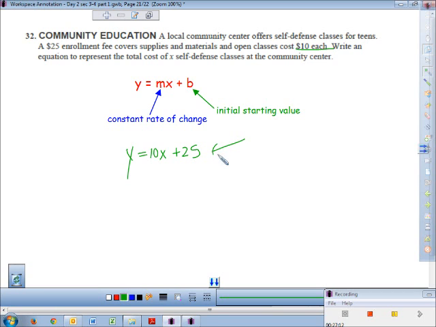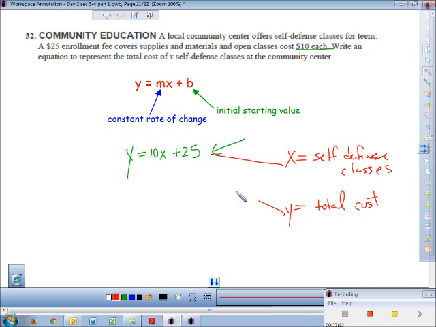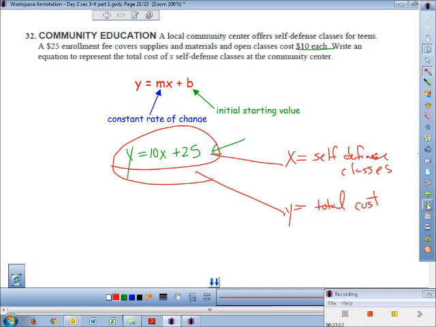But see, this answer, not good enough, because in a story problem, you got to tell me what X and Y stand for. So please go off to the side and tell me that X stands for self-defense classes, and Y stood for the total cost. You need to explain your equation to the reader, and if the reader only saw this, they'd be like, okay, which one's X, which one's Y? You've got to tell them that. So story problems, make sure you're defining your variables.